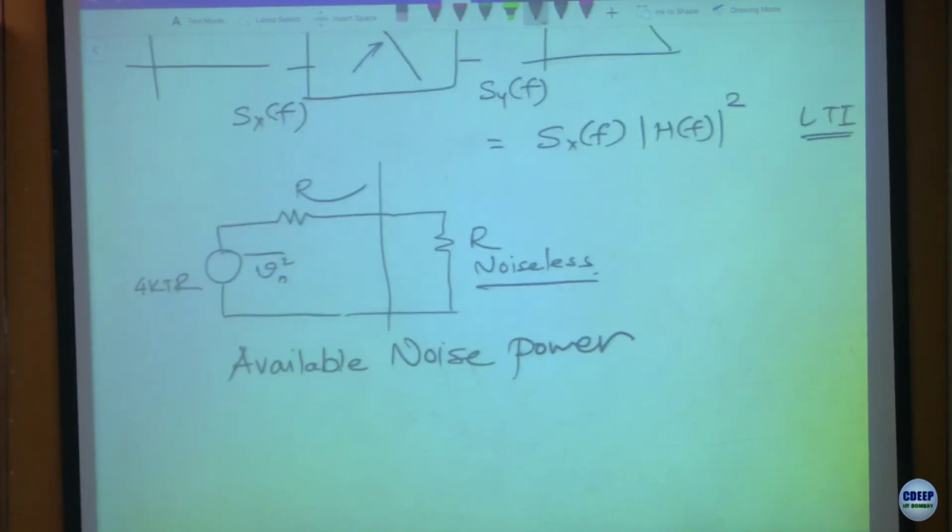That is the maximum power transfer, and it happens when, if this was RS and this was RL, then RS equal to RL. So in this particular example, P available noise is given by, first of all, this Vn would show up over here as Vn divided by 2, and then V square divided by R, make sense? V square divided by R.